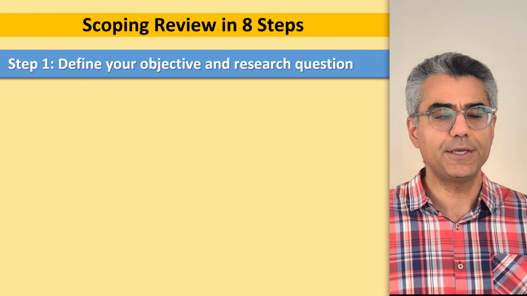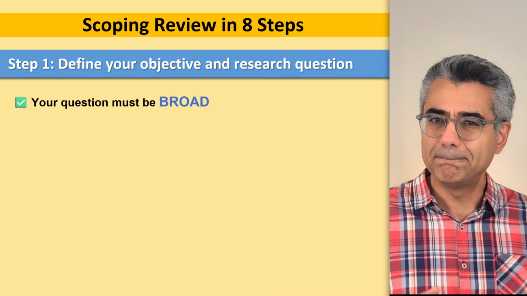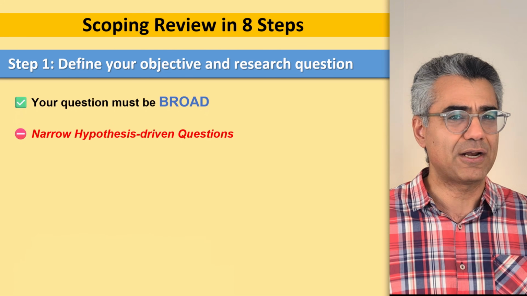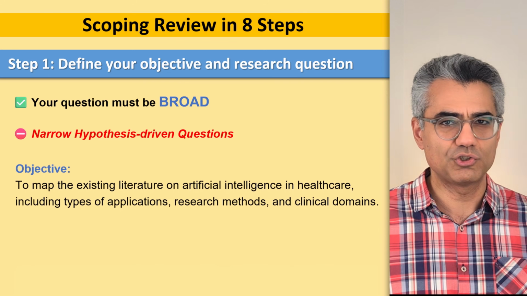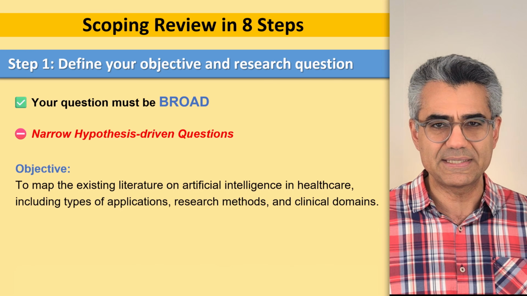Step 1. Define your objective and research question. Your question must be broad. The problem is many researchers define narrow and hypothesis-driven questions. Such questions are suitable for a systematic literature review. For example, the objective of a scoping review could be to map the existing literature on AI in healthcare, including types of application, research methods, and clinical domains. As you can see, the objective is not about, for example, testing a relationship. Instead, it's mapping the whole field. This step defines everything that follows. So this is really important.